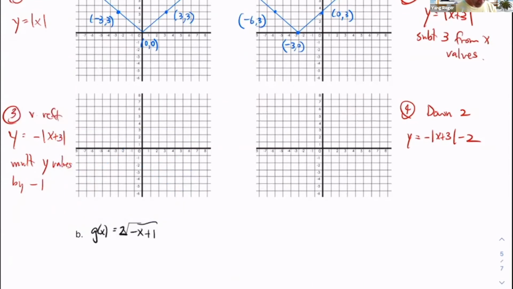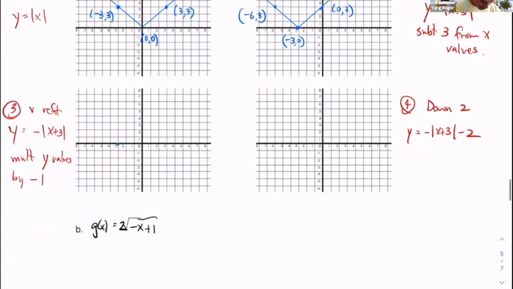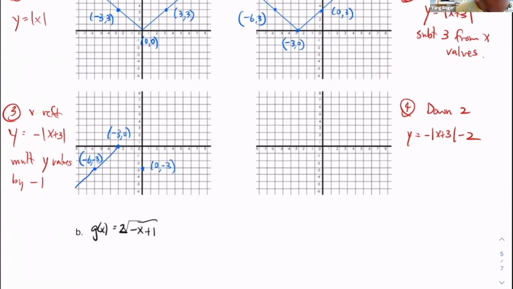Sorry, gotta start over. Thank you. So this is going to be -3, 0, and then the 0, 3 becomes 0, -3, and then the -6, 3 becomes -6, -3, and then you got to draw the 2 legs. So this guy goes like this. And this guy goes like this. Okay.